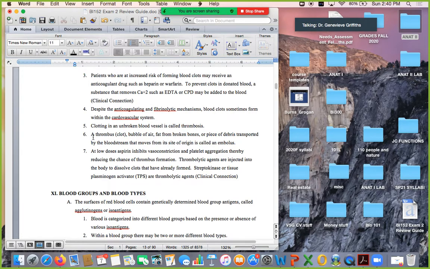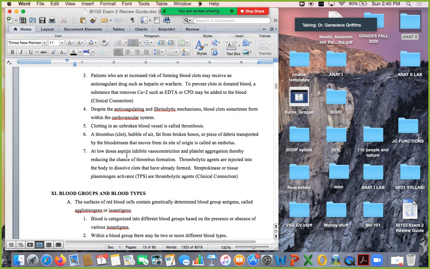So we can have a couple different things that can be transported in the bloodstream that are not supposed to be there. That includes things like a thrombus, like the clot, or a bubble of air. Or sometimes if we break a bone, we can release the fat from inside, from the marrow, and that can get released into the bloodstream. Or sometimes just debris that's transported from its site of origin. So if we end up with like a splinter and that splinter ends up going through the blood supply, anything that's not supposed to be there, that's all called an embolus, which can lead to an embolism.